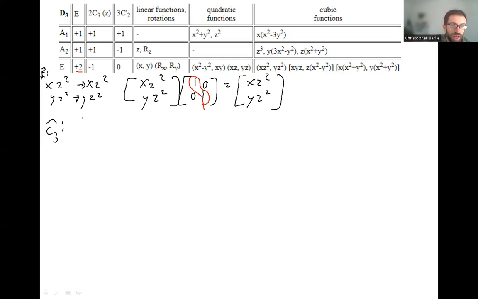So let's do the C3 operation. We know that X goes to, remember we have this rotation matrix, which came from cosine 2 pi over 3 and sine 2 pi over 3. So it ended up being -1/2, -1/2. This is x, y. This was a rotation matrix for C3, 120 degrees rotation. -√3/2 and +√3/2.